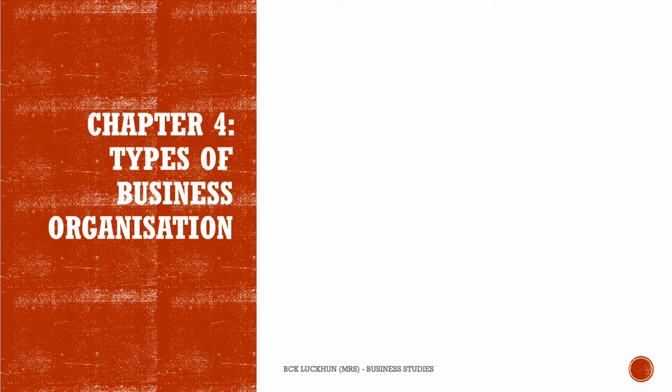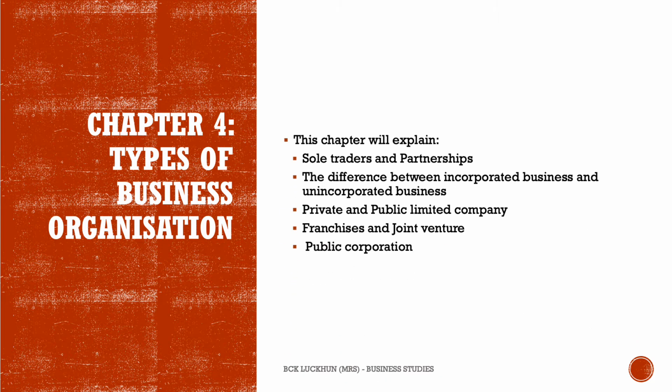So today we will be looking at chapter 4, that is the types of business organization. In this chapter, you will learn about sole trader and partnership, the difference between incorporated business and unincorporated business, private and public limited company, franchise and joint ventures, and public corporation.